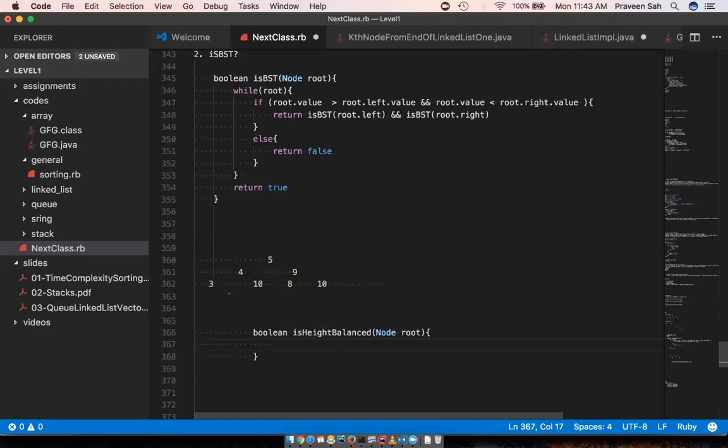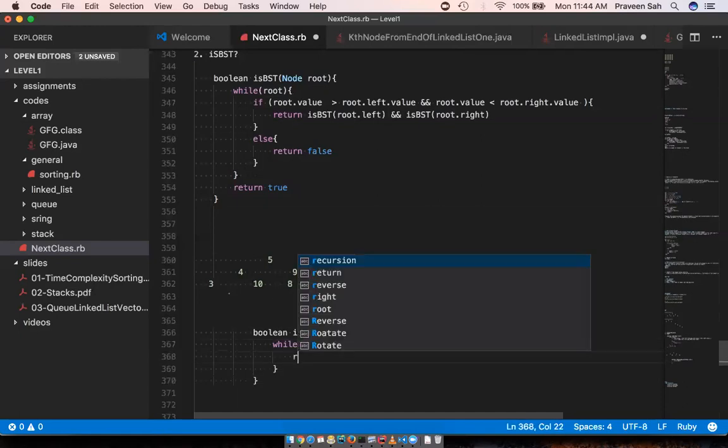So Praveen, you will do while root. Then instead of doing root dot value, we will do root dot next. What is root dot next? Don't say a random thing. Tell me what's right. If root.